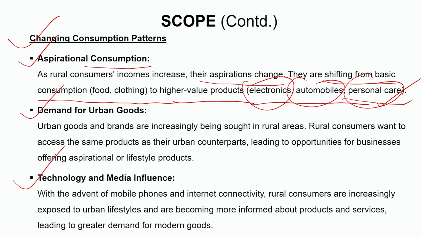The second aspect is demand for urban goods. It could be because of some of the areas which are besides the urban market, which we can say are semi-urban, urban converting to semi-urban, or rural converting to semi-urban. It means the boundaries of the urban market are going to impact the rural consumers. And because of that, the rural consumers are having the same kind of demand, same kind of desire for the products which are available in the urban market.